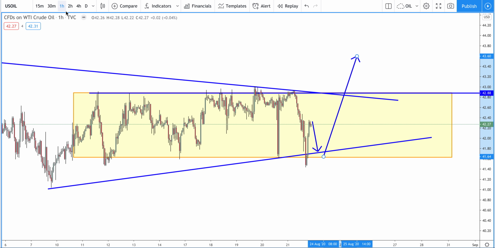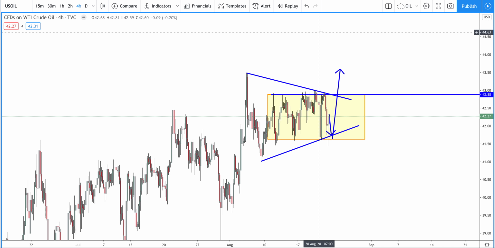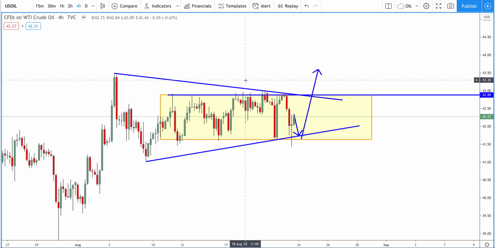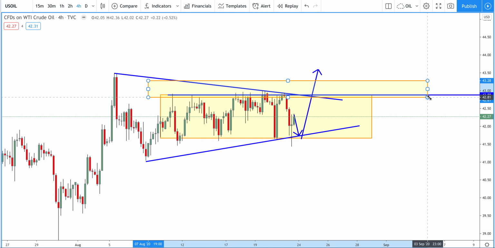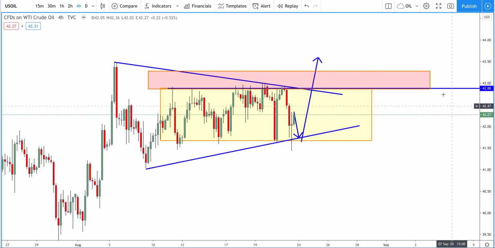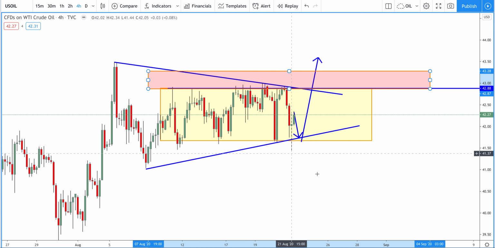Now, if oil does push back up to the upside and takes out prior highs and makes a new higher high, or any strength from oil at all to come back up to this region and take out this liquidation zone here, let's highlight that in red for now, that is going to see USD CAD push down lower because oil's strong.